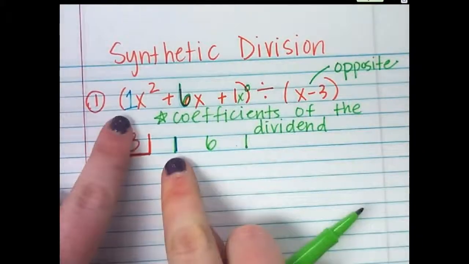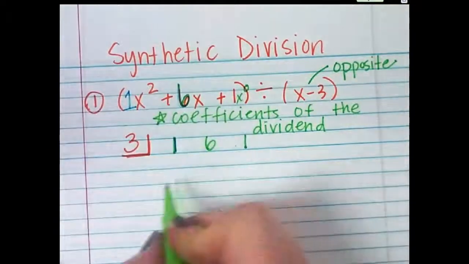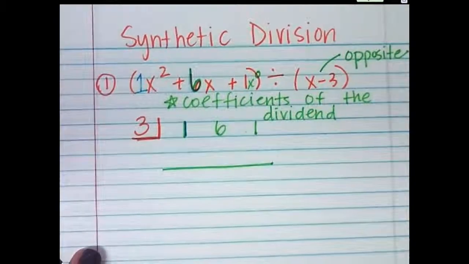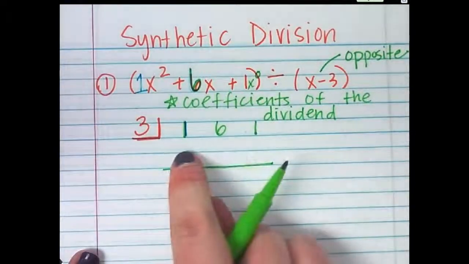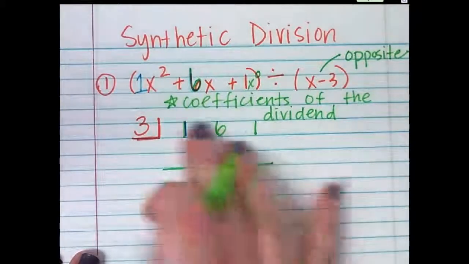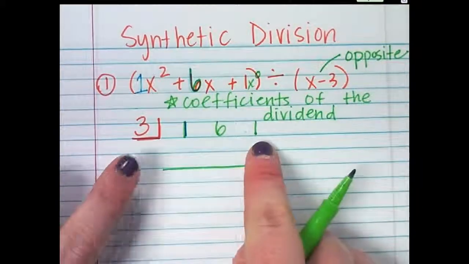So I put all 3 coefficients. Make sure you see that. 1, 6, 1. And then leave a little space and draw a line. Don't draw directly under. Leave a tiny space because we're going to put numbers under here. Okay, that's how you set up synthetic division. So opposite number, then coefficients.